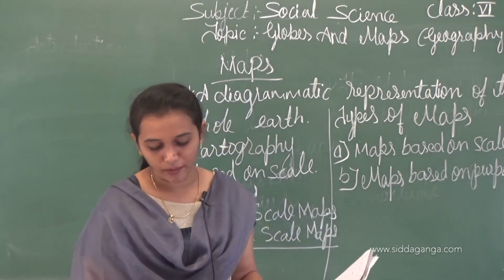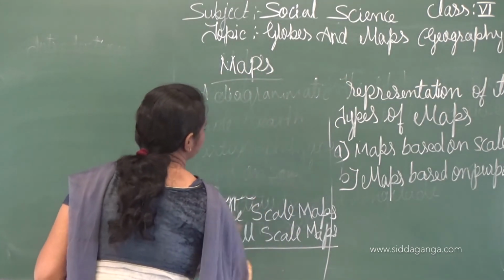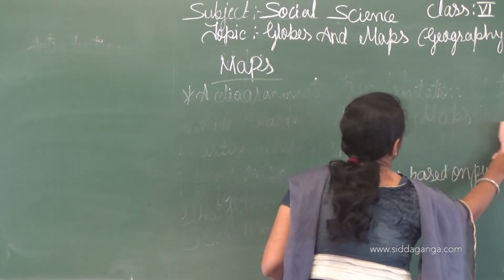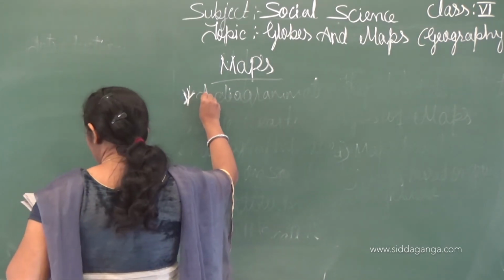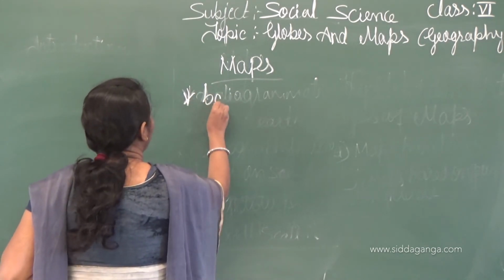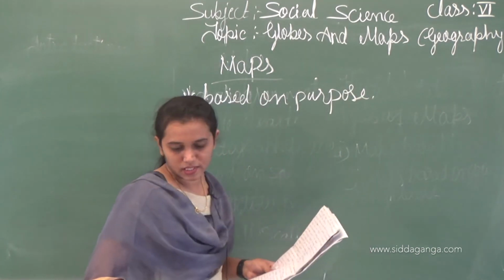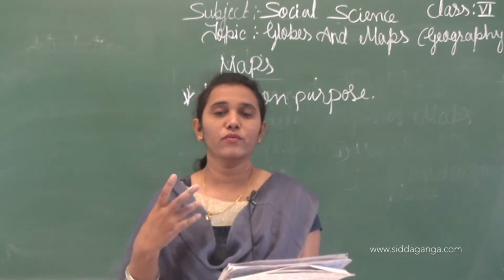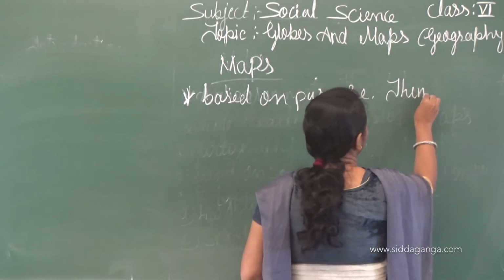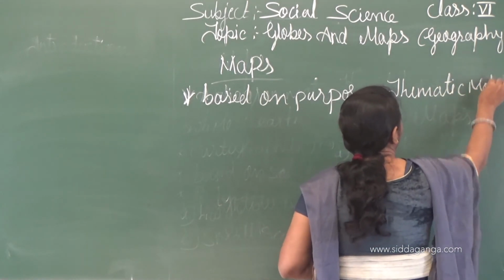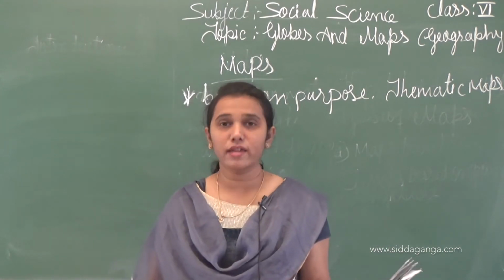Now here we see maps based on purpose, okay? We already learnt about maps based on scale. Now, based on purpose, children, isn't it? Maps based on purpose. See here, they are also known as thematic maps. Thematic maps, children. They are also known as thematic maps.